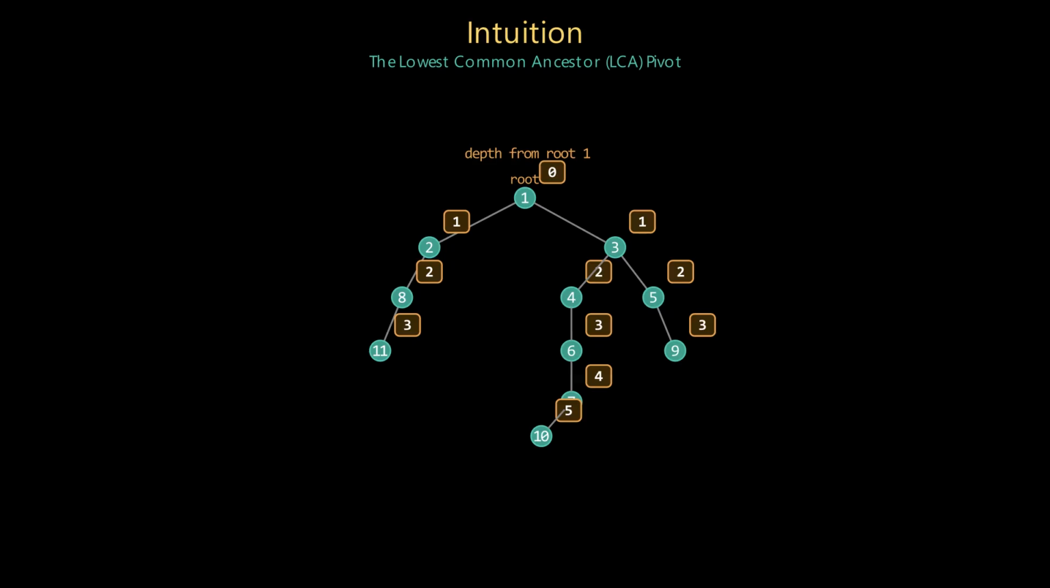But in a real tree, our query nodes will often live on completely separate, divergent branches. If we track their upward paths back toward the root, those paths will eventually collide at a single focal point, their lowest common ancestor. This ancestor node acts as the mathematical turning point, bridging our 2 separate branches into one continuous path.